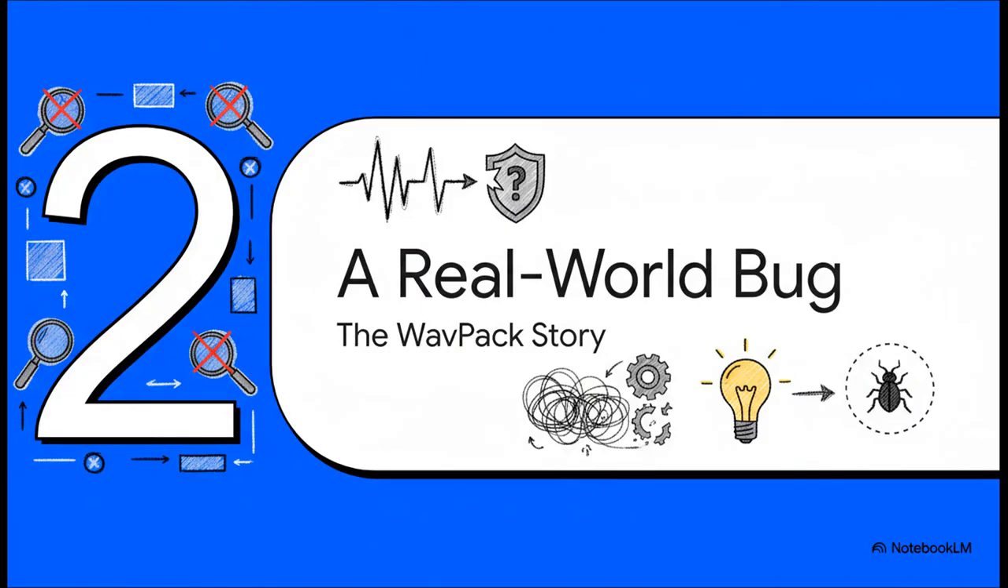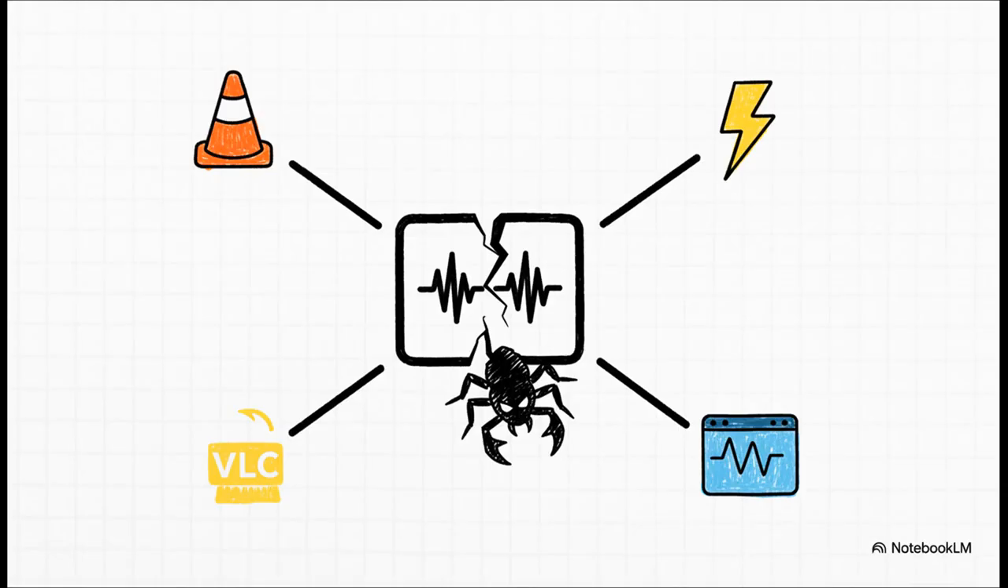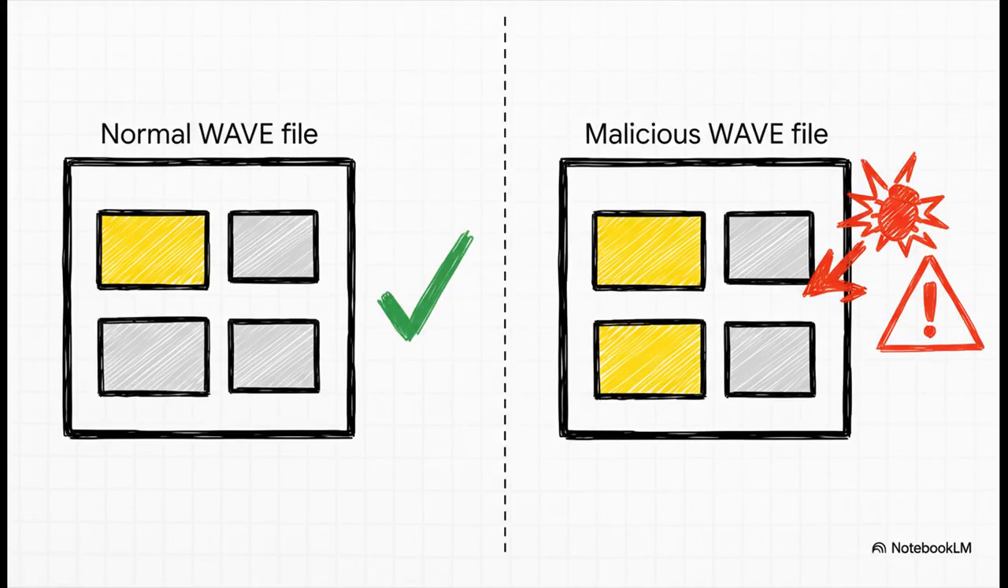Okay, to make this crystal clear, let's look at a real-world bug that traditional fuzzing just could not find. This story really illustrates the problem perfectly. So the target was something called the WavePak audio library. Now, you probably never heard of WavePak, but I guarantee you've used it. It's built into tons of popular software like VLC Media Player, Winamp, even Adobe Audition. And researchers found a critical vulnerability in it, one that could literally let an attacker take over your computer just by getting you to open a malicious audio file. Pretty scary stuff. So what was the secret?